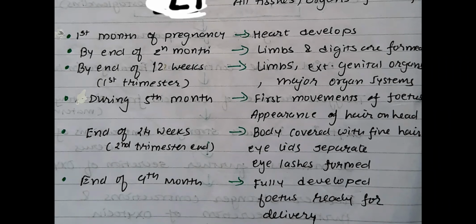And finally, at the end of the 9th month, 3 trimester over, 9 months over, and 36 weeks over, the fetus is fully developed and it is ready for the delivery. Any question on this topic? Okay, no one is raising questions, so we can move to the next.